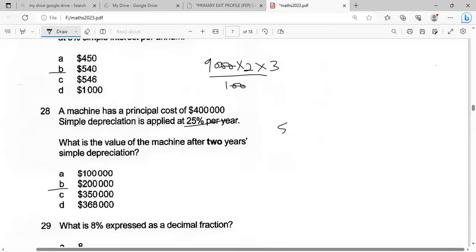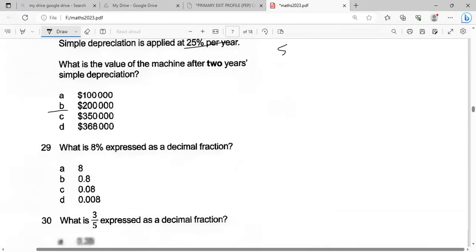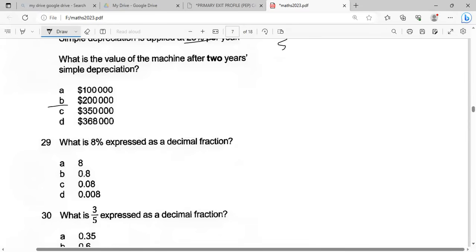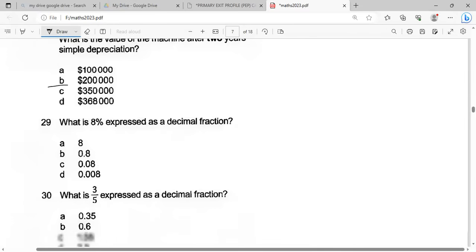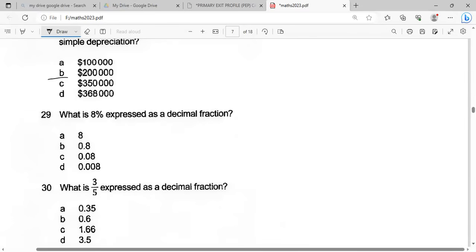All right, so let's move on to 29. What is 8% expressed as a decimal? Now, if you get that as a decimal, it's hard, guys. Come on, let's go. So 8%, that'll be 8 over 100. All right, so we're going to divide by 2. So we have 1, 2, so that's 0.08.